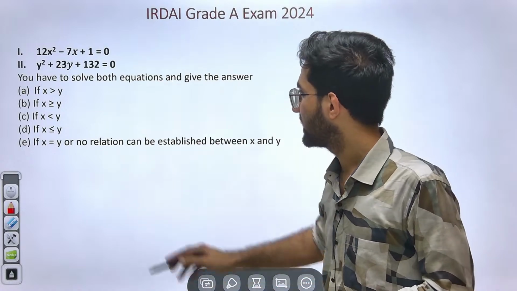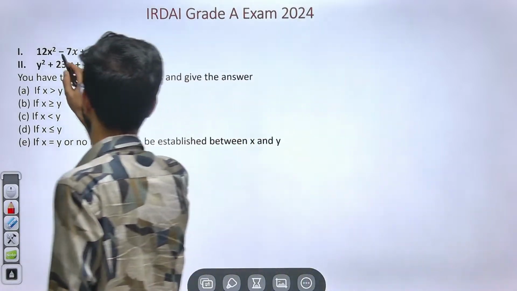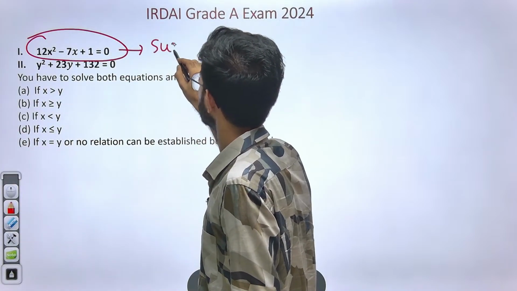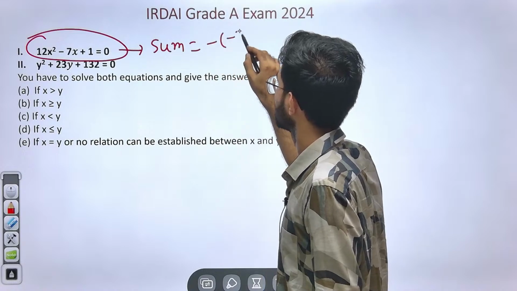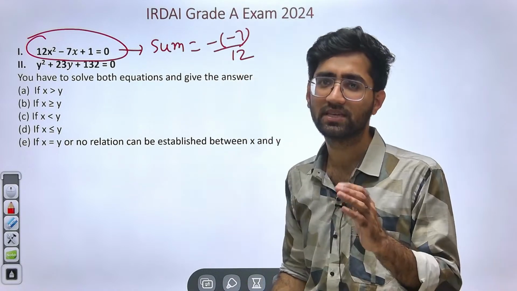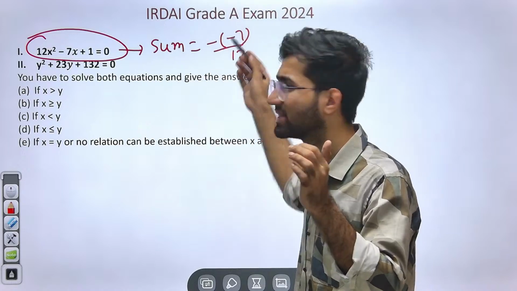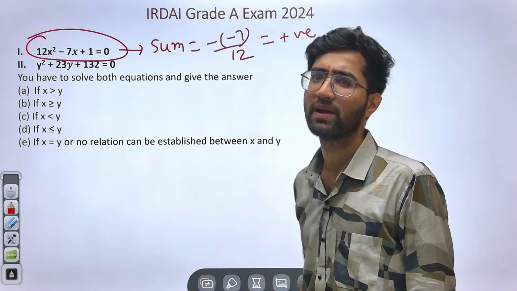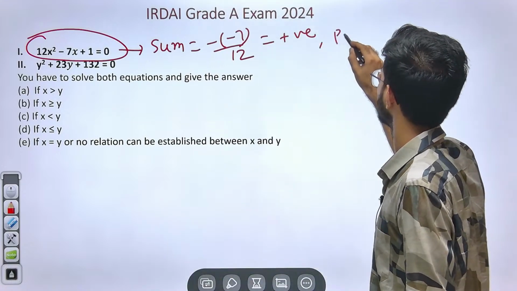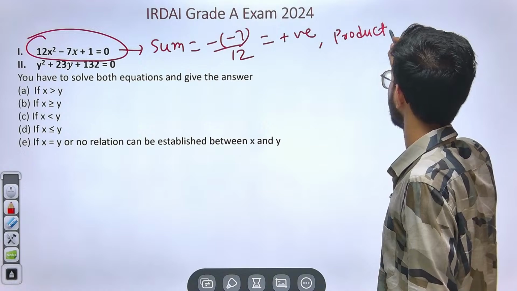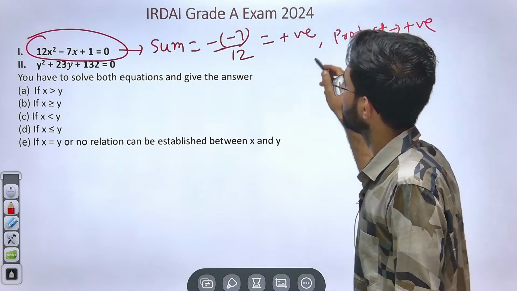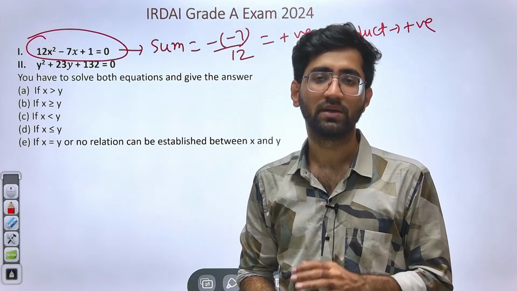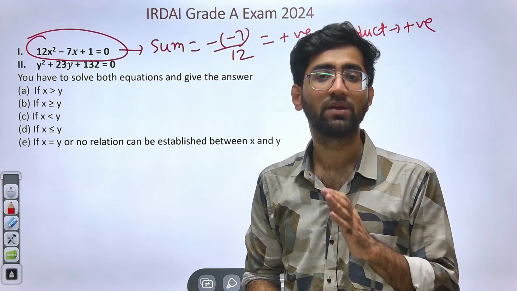If you look at the first quadratic equation, you will find that the sum is positive. The sum is minus of minus 7 by 12, but I will suggest you don't think of the sum in that way. You should only think that the sum is positive. The sum is 7 by 12, and the product is also positive, right? When is this possible? It is only possible when both roots are positive.